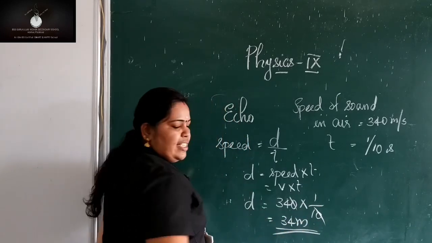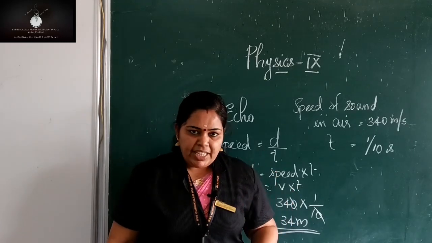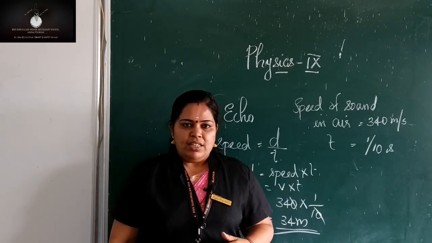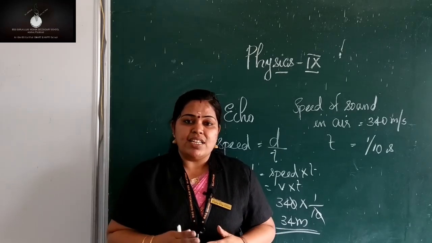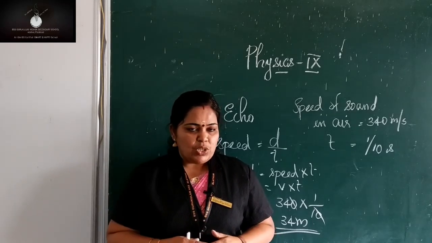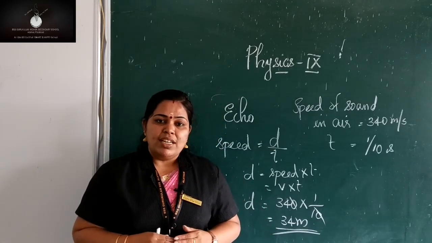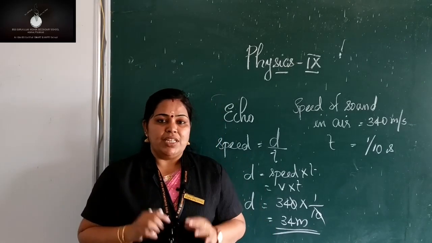So the total distance between the reflecting surface and the object that produces sound, the total distance is 34 meter. So what will be the distance to the reflecting surface from the object? It will be 17 meter.